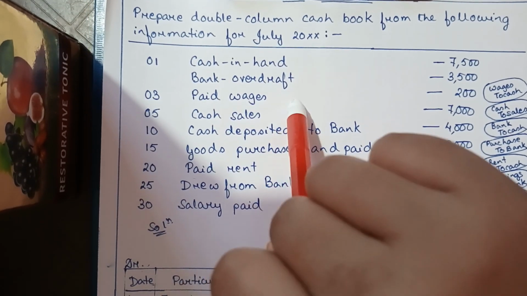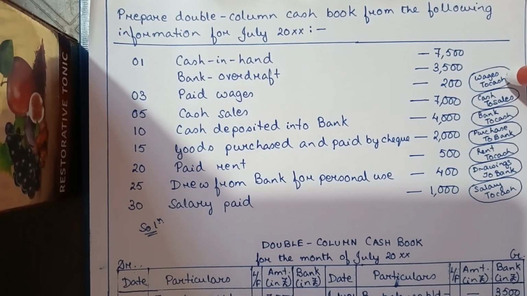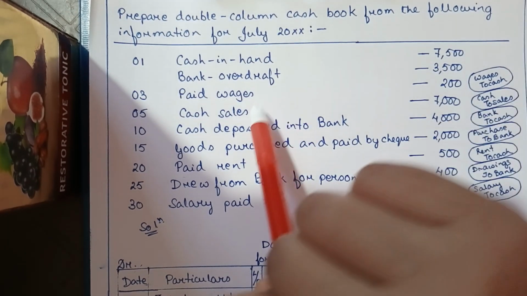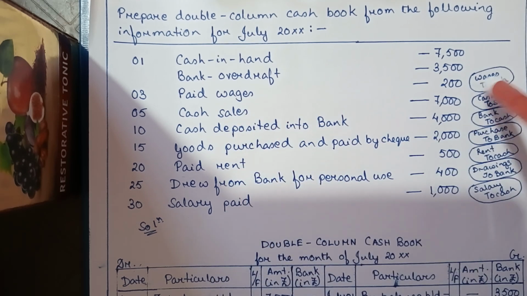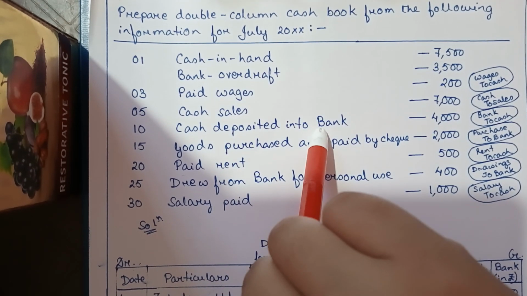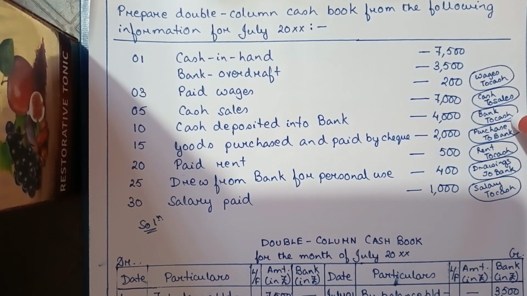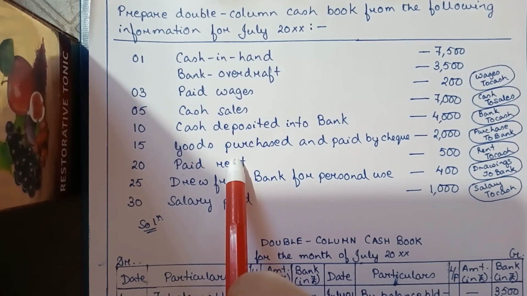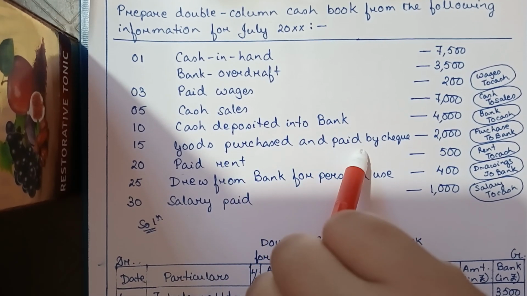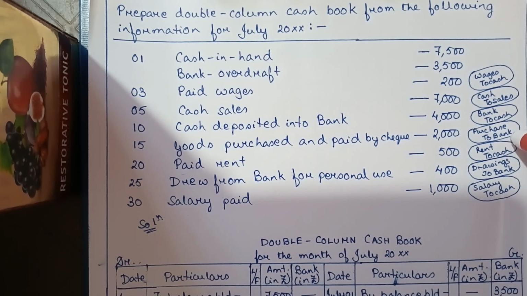So what is the journal for paid wages? It is wages account debited to cash. Then for cash sales, it is cash account debited to sales. Cash deposited into bank, bank account debited to cash account. Again, it's a contra entry. Then you see goods purchased and paid by check. So it is purchase account debited to bank account.